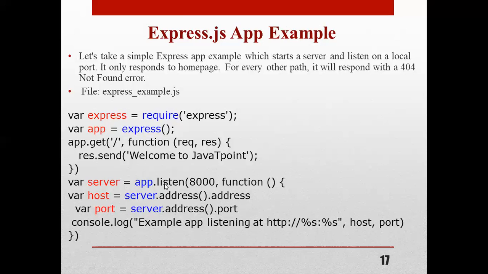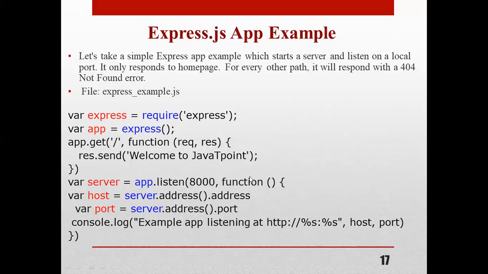Then comma, function, and that function consists of var host = server.address().address. Then var port = server.address().port. Now we are going to print console.log('Example app listening at http://%s:%s', host, port). Here %s means it will print a string; the host is here and the port number. It will print the host and port number.